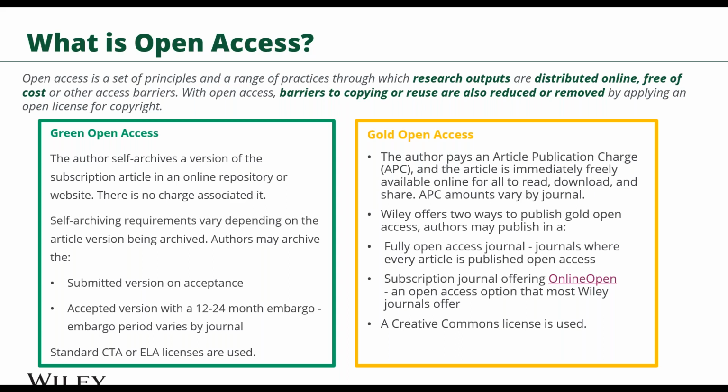This type of open access is available in 2 types of journal. Firstly, a fully open access journal, where every single article is published open access, or a subscription journal that offers open access articles, but still publishes regular articles, which is what we call a hybrid journal. In gold open access, a Creative Commons license is used, which allows people to reuse and share the article for free, as long as it's still cited.